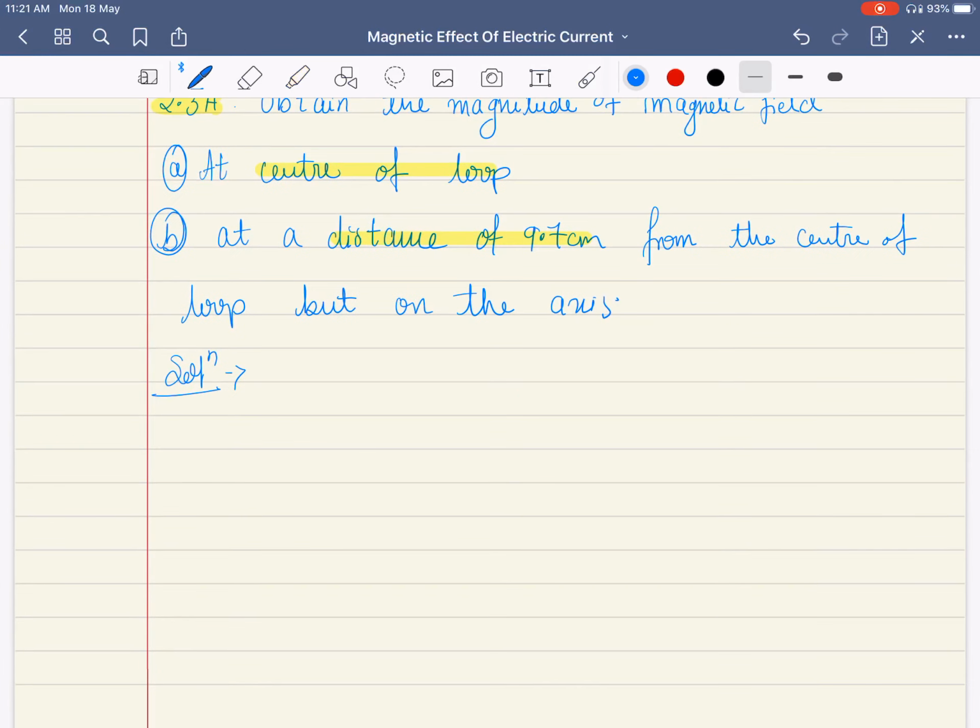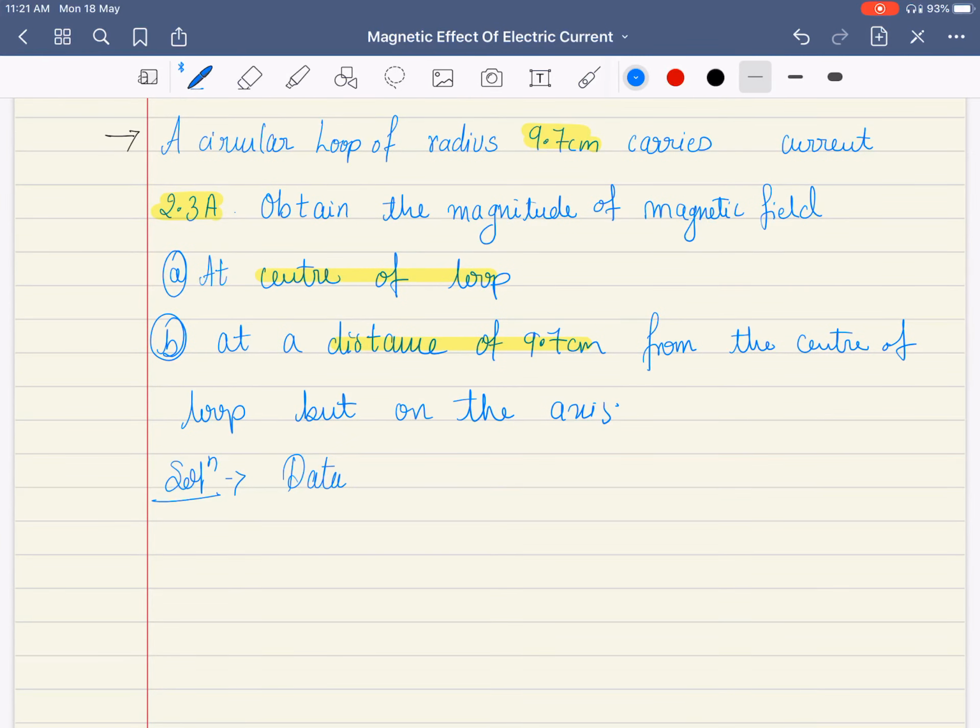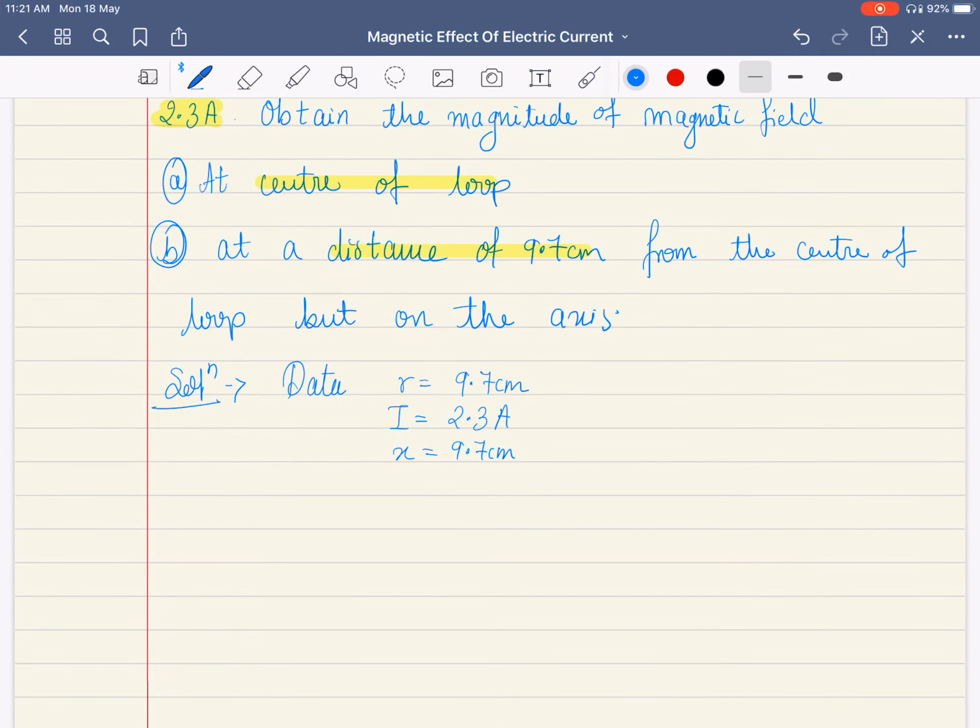Okay, so what we can go for over here is, we'll go by the data first. The data that is given to you is the radius of the coil. Radius of the coil is given as 9.7 centimeter. Current carried by the coil is given as 2.3 ampere. Okay, and the distance x is also 9.7 centimeter. So what they are asking us to find is the magnetic field at the center, and second one is the magnetic field along the axis.